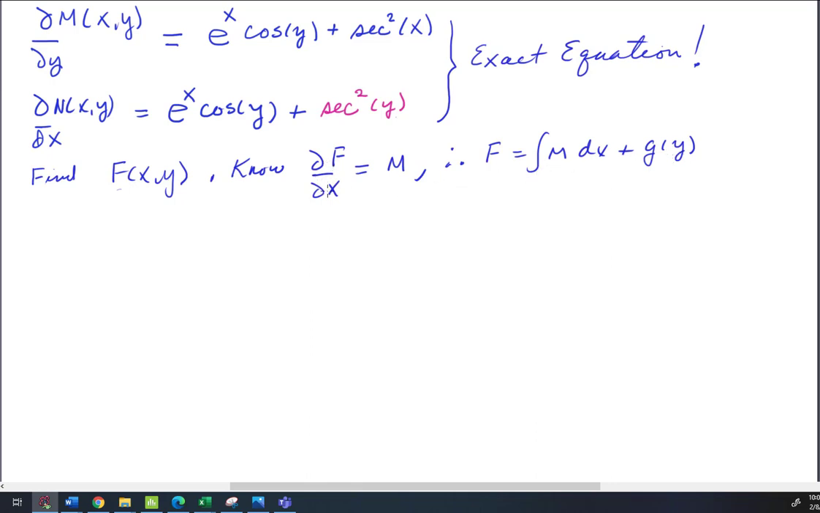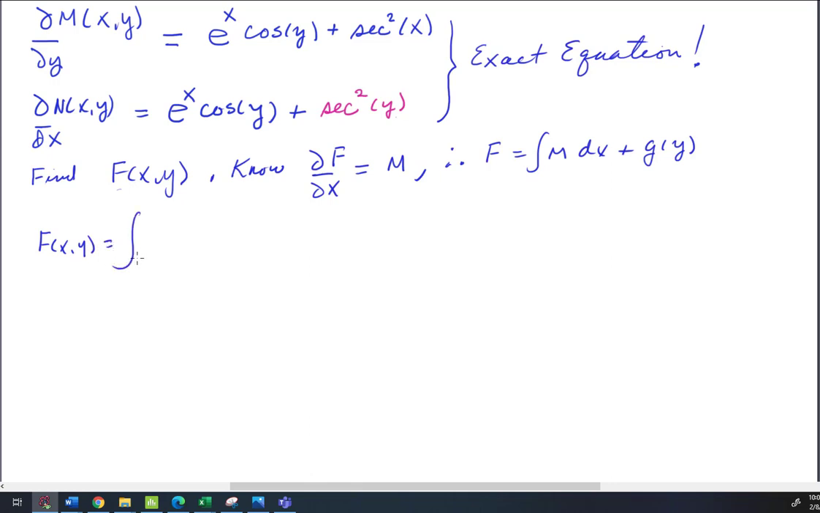If I differentiate f with respect to x, any piece of f that was a function of y alone is going to be 0 when I differentiate with respect to x. And so in order to find f, I will integrate m, but I'll also have to recover this g of y. But we'll be patient, and I think we'll be able to do that.